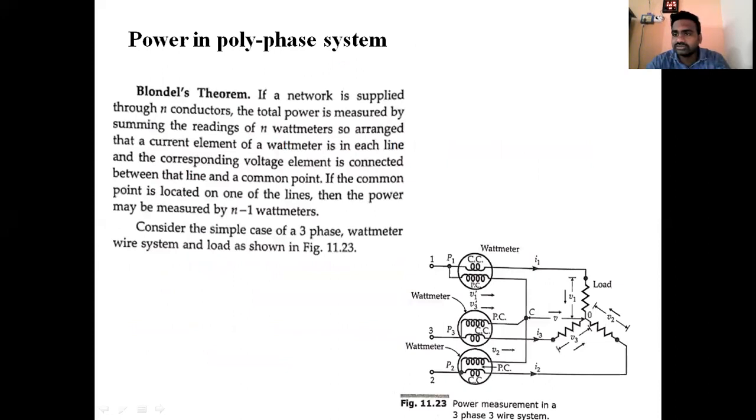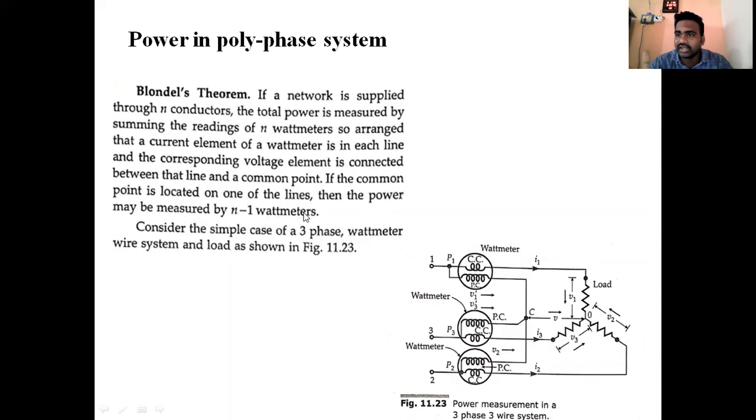So what does the Blondel theorem state? If we are measuring power in a network, either a three-phase three-wire system or a three-phase four-wire system, whatever it may be, all current elements are connected in series to the line. All potential elements are connected to a common point. So if this common point is connected on one of the lines, the total amount of power is measured with n minus 1 wattmeters.